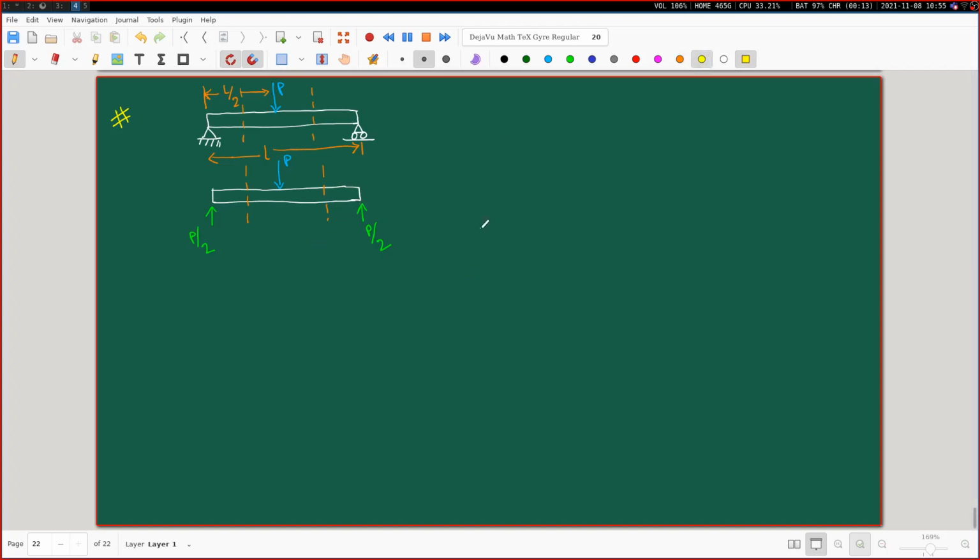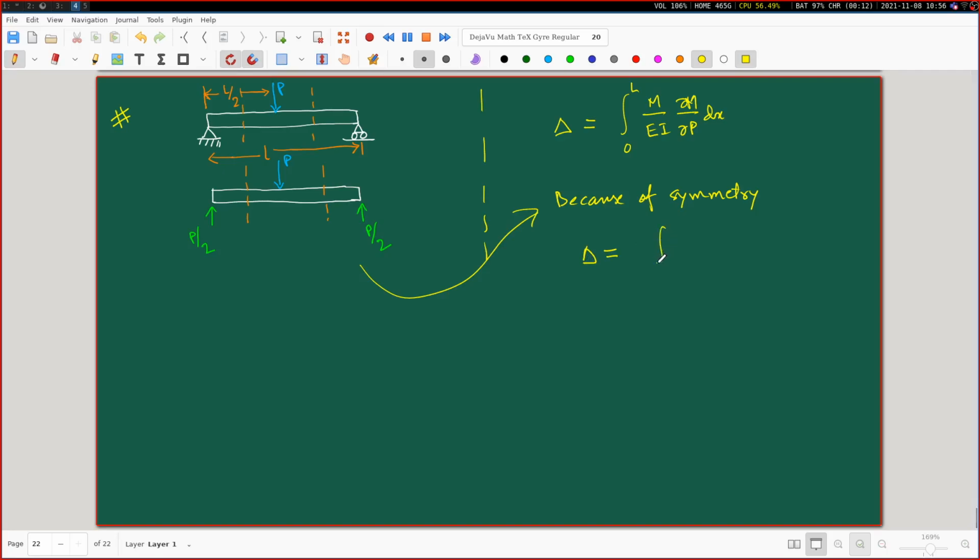So if that is the case, can we not perhaps try to think of it in a slightly different way? Delta is the integral from 0 to L of M by EI, del M by del P dx. But for this particular problem, because of symmetry, can we not write delta as the integral from 0 to L by 2, twice of that, whatever happens from 0 to L by 2, we'll just multiply that by 2 and proceed.